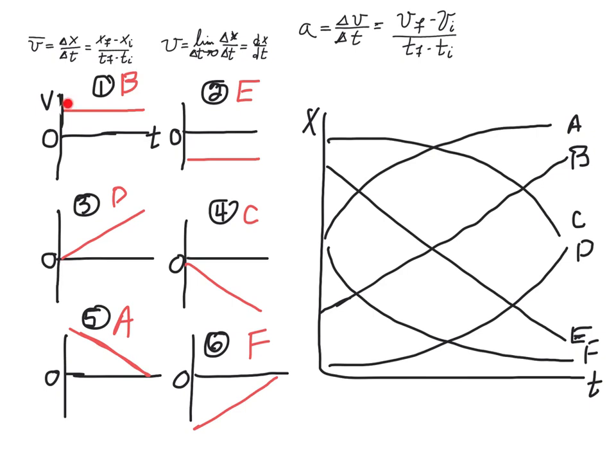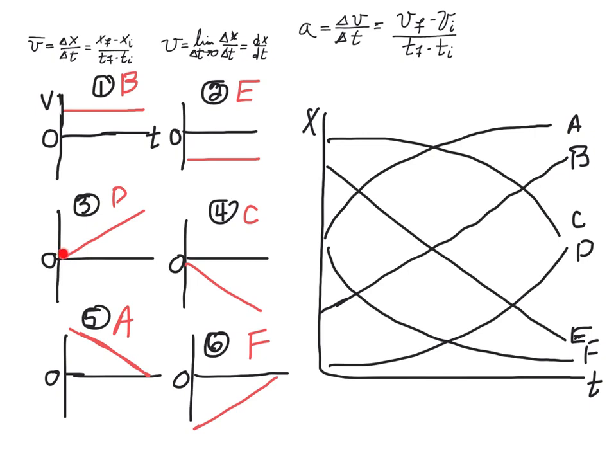So on 1, we have a velocity which is constant and positive. So that's B. This is supposed to be a straight line, by the way. So this has a constant positive slope. The slope of this line is positive and constant, so it matches that. And E has a straight line with a constant negative slope, so that matches that one. Constant negative velocity.